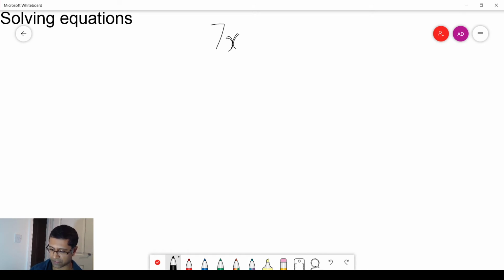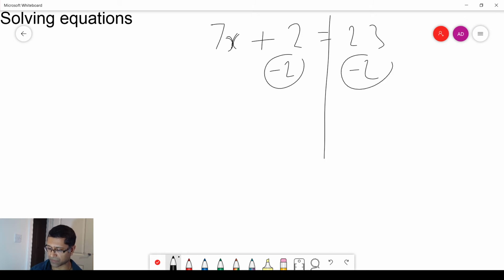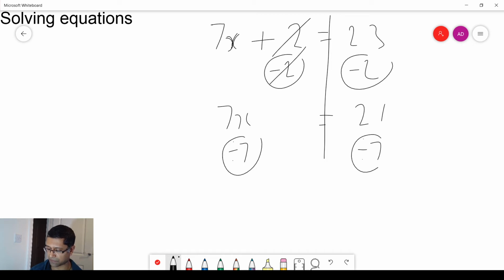Right, another one. So we're going to solve this. Something times 7 add 2 to give me 23. So to get rid of plus 2, you minus 2. Do the same on the other side. So you're left with 7x, 23 take away 2, 21. To get rid of times by 7, you divide by 7. Do the same on the other side. 21 divided by 7 is 3.